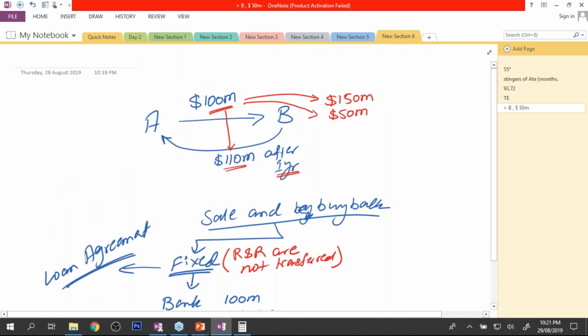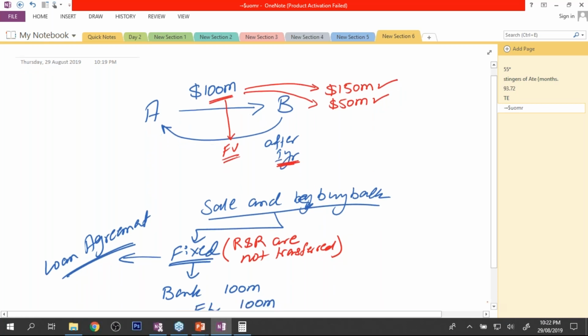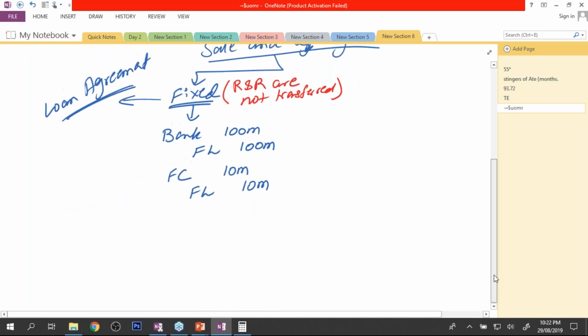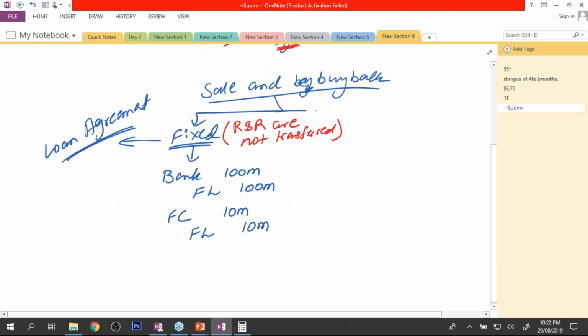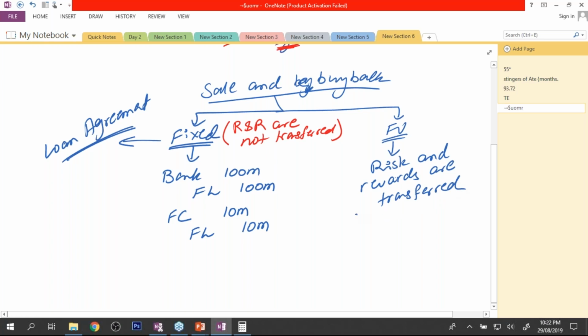But let's suppose we have decided to buy back not at 110, but at whatever the fair value will be after 1 year. Now if the price increases to 150, B has a gain. If the price decreases to 50, B has a loss. So in the case where the buyback price is fair value, we say that the risk and rewards are transferred.